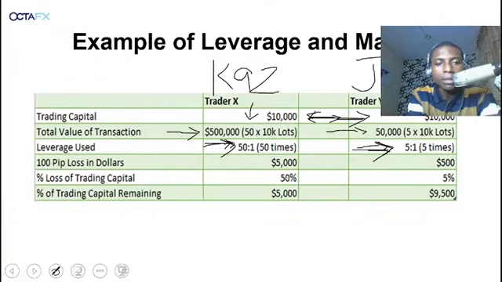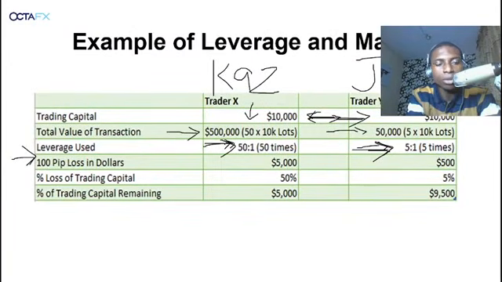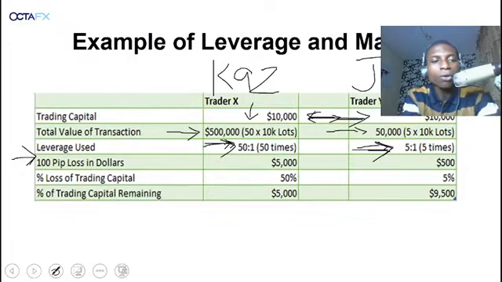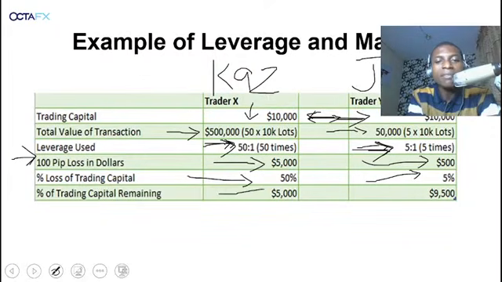Then the both of them lost 100 pips. Right? 100 points. In dollars, Kazim would have lost $5,000, while Jacob would have just lost $500. So Kazim's account is 50% down, while Jacob's account is 5% down. While Kazim would have a $5,000 balance in his account, Jacob would have a $9,500 balance. Jacob would recover quickly, but Kazim would not.